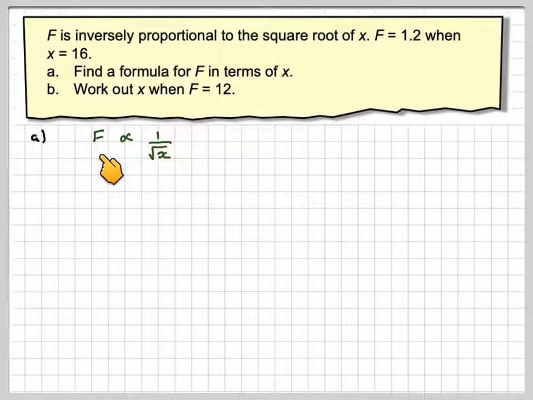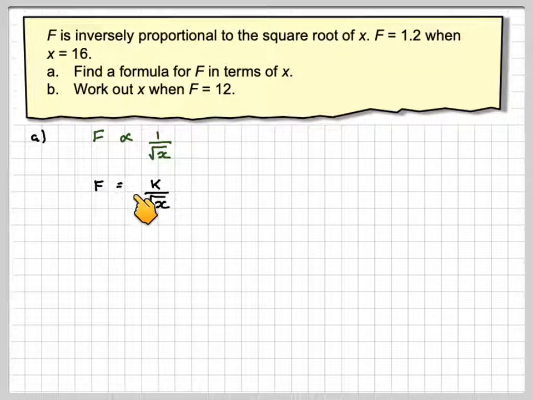So we first of all say that f is proportional. If it's inversely proportional, then it's proportional to 1 over the square root of x, which means that f will be equal to k over the square root of x. And we have to find the value of k using the fact that f is 1.2 when x is 16.